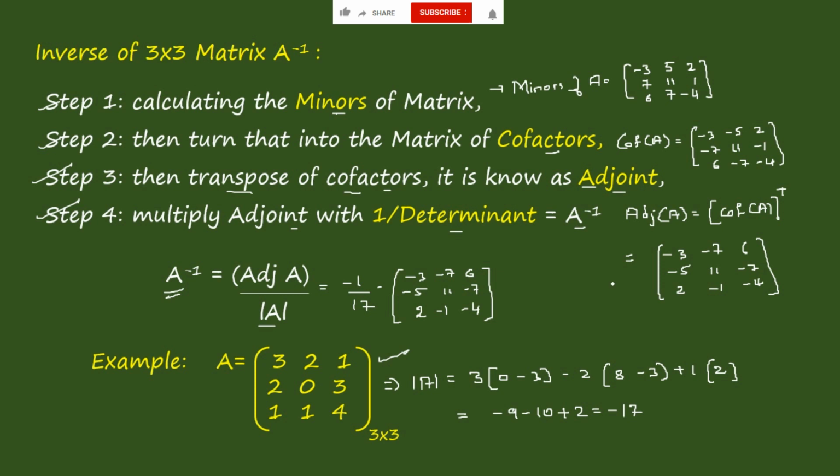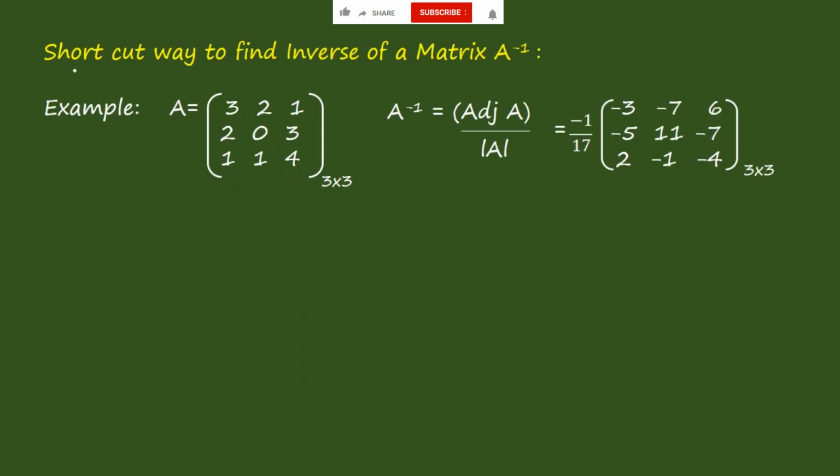I'll be showing you the shortcut method, how to find the inverse of a matrix. For this one, matrix A we already know, and we have to find A inverse, right? For finding the adjoint of a matrix, it's a long process. You have to find the minor, then cofactor and transpose, and then we get the adjoint of A. So to find the adjoint of matrix A, it takes a lot of time. Now I'll be showing you the shortcut way to find the adjoint of a matrix.